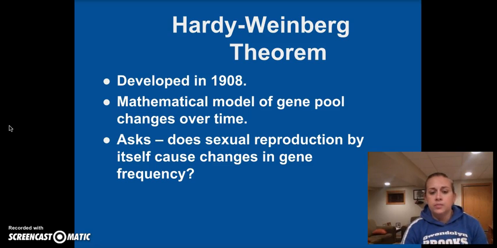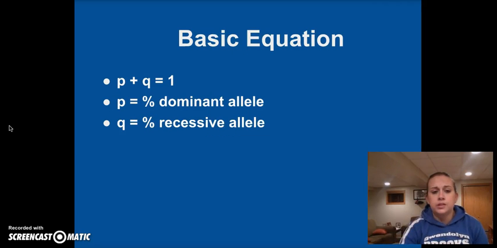Now to track all of this and to measure if evolution is occurring, we use what's called the Hardy-Weinberg theorem. This was developed in 1908, and it's a mathematical model of gene pool changes over time. It asks the question, does sexual reproduction by itself cause changes in gene frequency? There is a basic equation where we say p + q = 1, where p is the percent or frequency of the dominant allele, and q is the percent or frequency of the recessive allele. If you only have two alleles for a given gene, then p + q should equal 1 because you've got the dominant and you've got the recessive. When you add them all up, you should get 1.